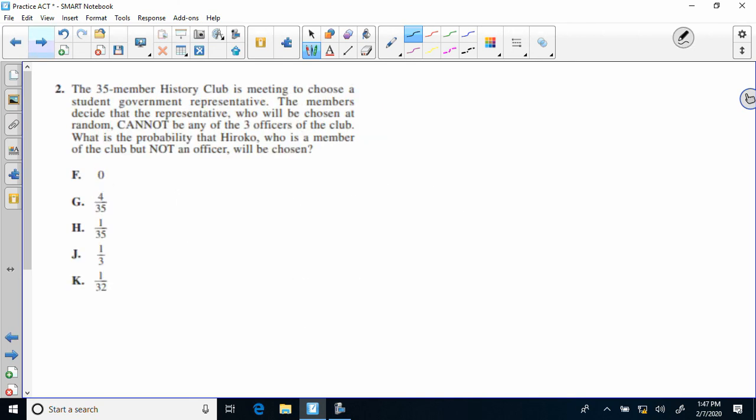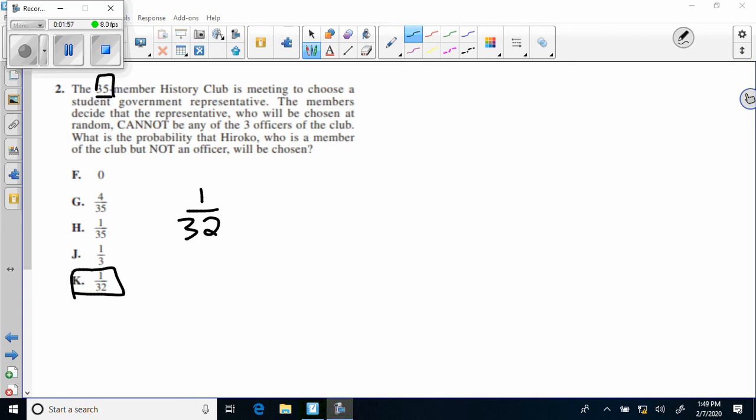Number 2, it said, the 35-member History Club is meeting to choose a student government representative. The members decide that the representative, who will be chosen at random, cannot be any of the 3 officers of the club. So if it cannot be any of the 3 officers, we're really only going to choose from 32, because if you had 35 members and 3 of them were officers and we can't choose them, we only have 32 people that we get to choose from. What is the probability that Hiroko, who is a member of the club but not an officer, will be chosen? Well, there's presumably only 1 kid in the class named Hiroko, so it's 1 kid out of 32, or it should be the letter K.